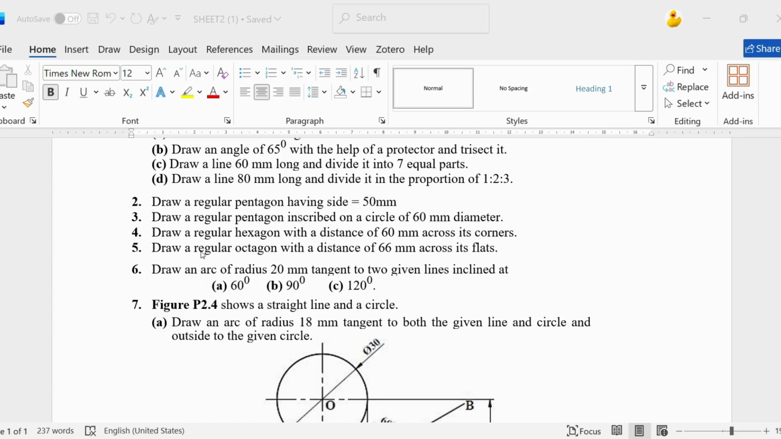So in today's video, we will be learning how to draw a regular pentagon when side is given. Before discussing pentagon, we should know what is a regular pentagon or what is a polygon. So let's start from the polygon.